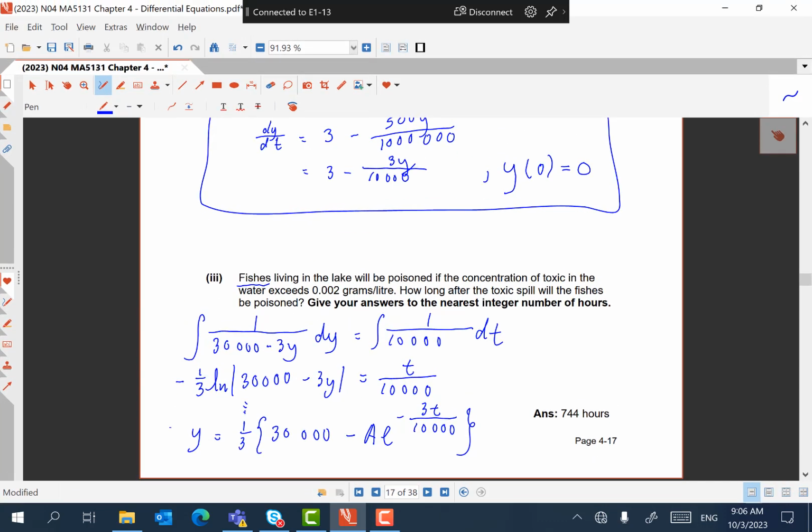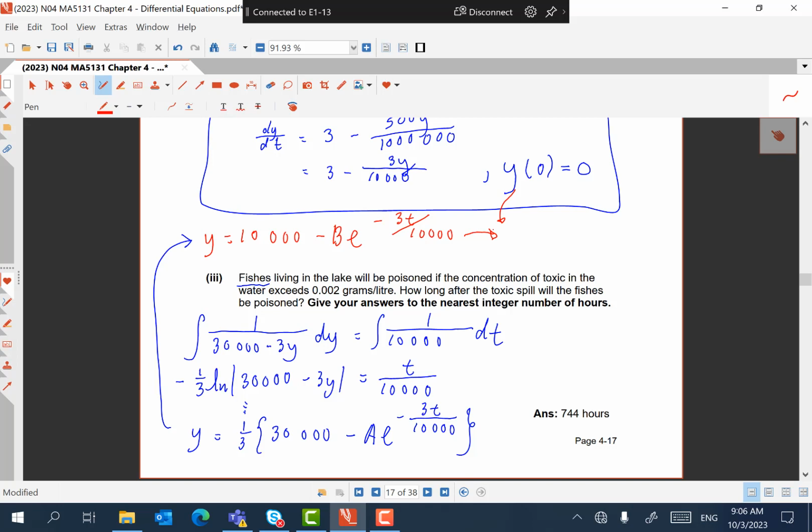Okay, let me pull this up and write a more clean version of the final solution. I'm going to write this as y equals to 10,000 minus b e to the power minus 3t over 10,000. I have actually rewritten the constant A as b. And because of this condition, what is b going to be?